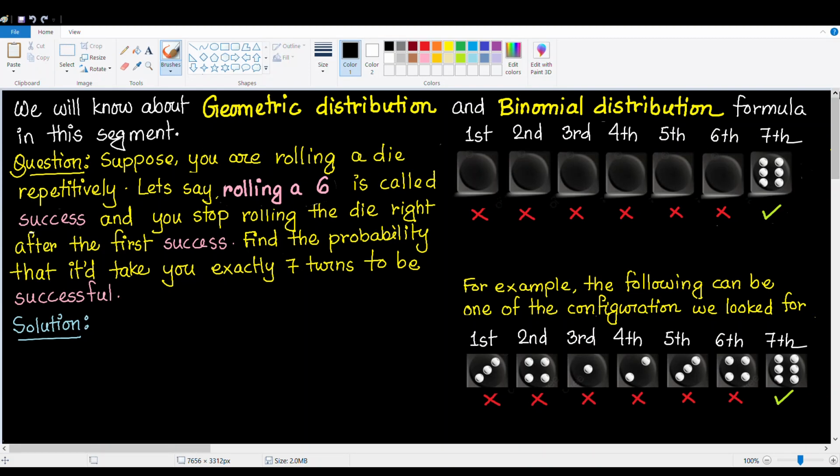Hello students, we will learn about the geometric distribution and binomial distribution formula in this segment. To start with the geometric distribution, we're going to discuss a problem.